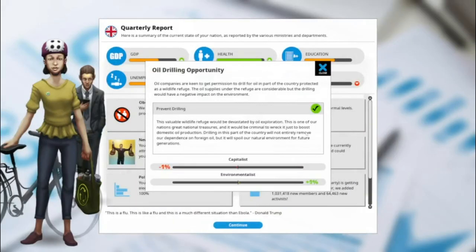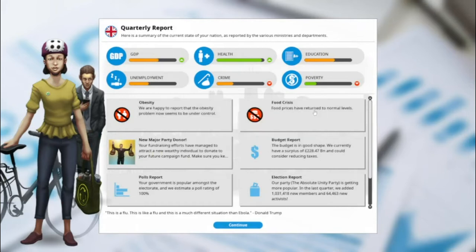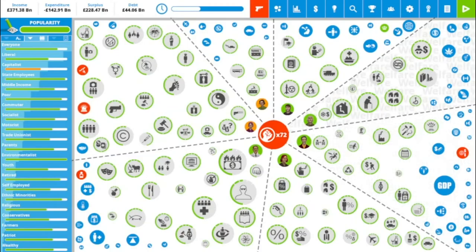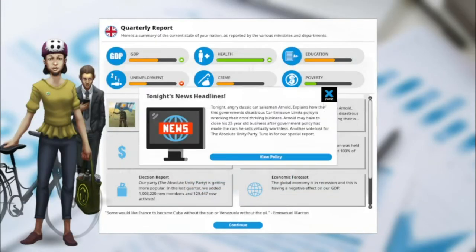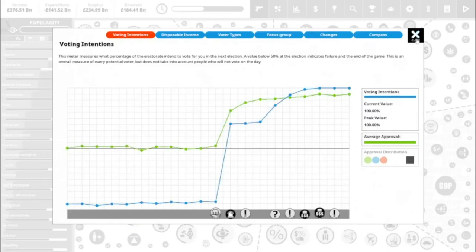Oil drilling, prevent it. Let's save the environment. Obesity's at an end. Food crisis at an end. New major party donor. 100% popularity. 100% approval. Is this even possible? Argentina still planting flags. Car salesmen are angry. But despite all that, we're 100%. This cannot continue, surely. Surely.